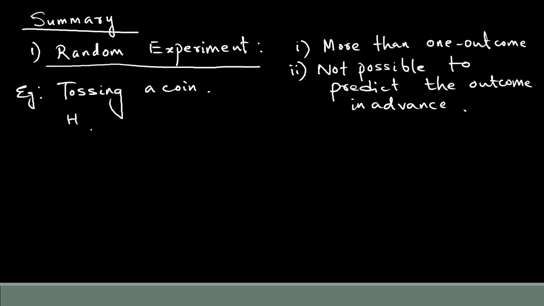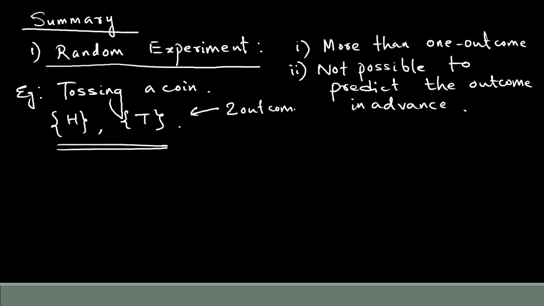It can be head, right? It can be tail, right? So these two are the possible outcomes for the random experiment tossing a coin. You see, two outcomes are there, right? And it is not possible to know if it will be head or if it will be tail before you actually toss the coin, right?